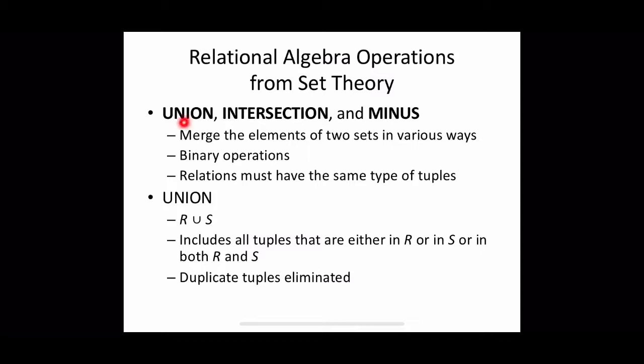Like union, intersection, minus, etc. So all are binary operations that perform operations on two different sets or two different relations, right? So the first one is union. This will be the operation expression R union S, which includes all the tuples that are either in R or in S or in both R and S. So duplicate tuples will be eliminated when performing this union operation.